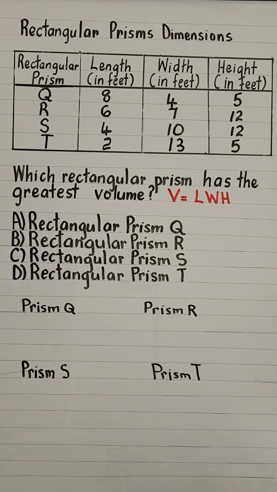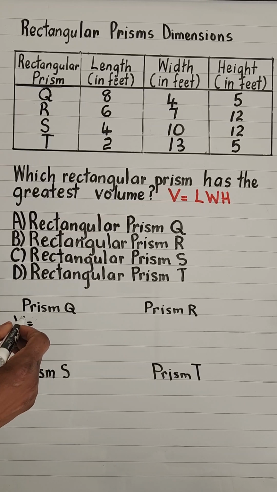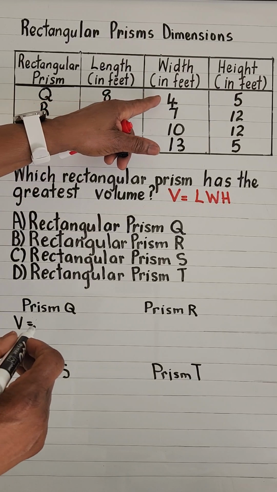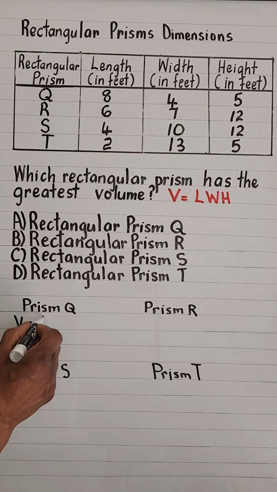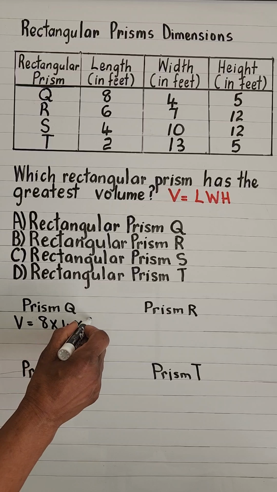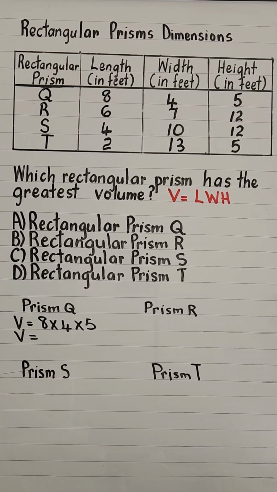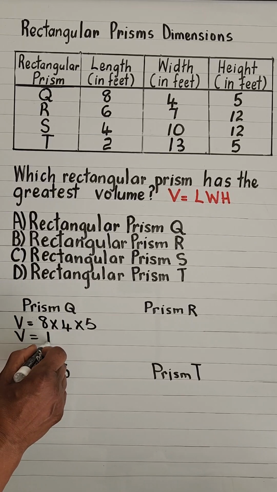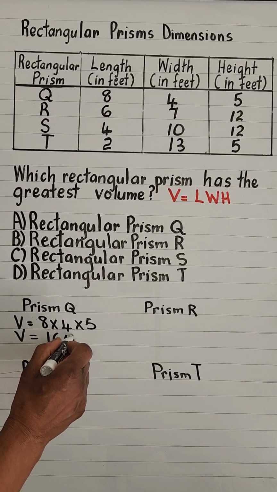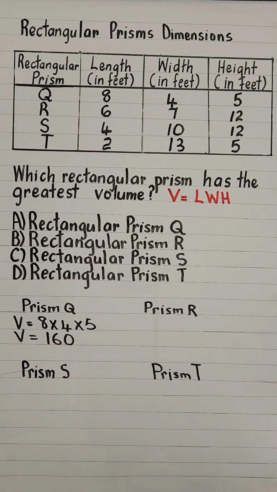So let's start with prism Q. Volume equals 8 times 4 times 5. And that is equal to 160 feet cubed.